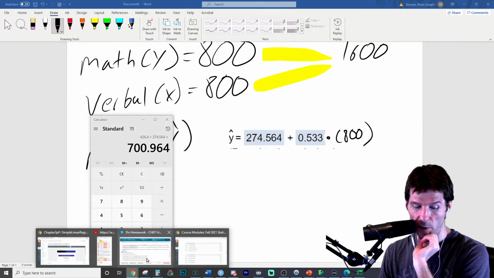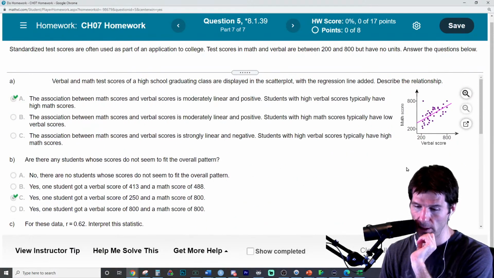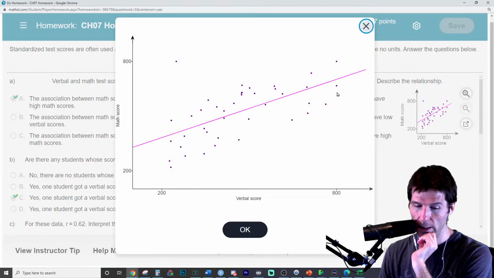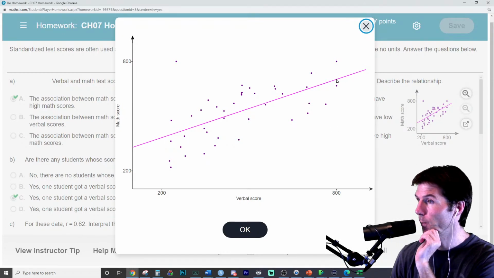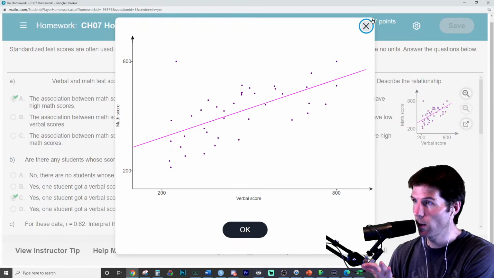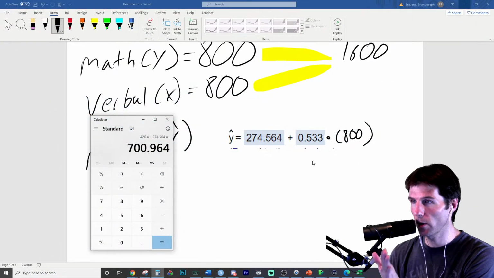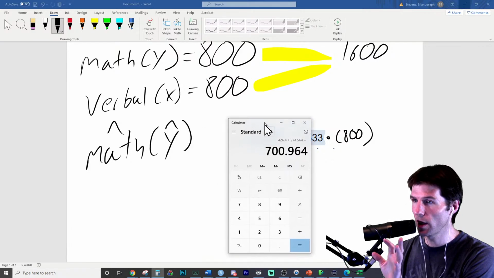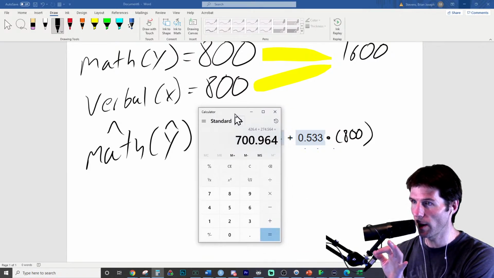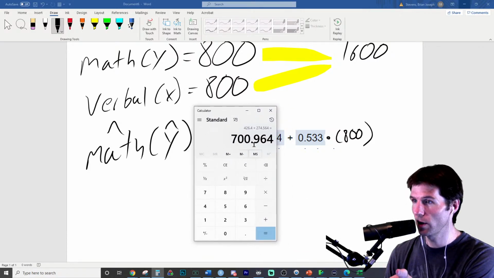What we should see over here, if we look at the equation or the line, is you should see 800, 1600. This is below. So tell me, I just want you to estimate mathematically. Don't carry all the numbers. What do you think the residual is? If this is the predicted amount right here, which is 700.9, and this is what they actually made.